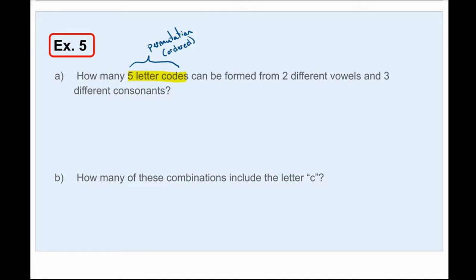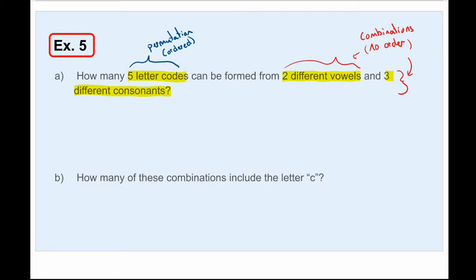Two different vowels and 3 different consonants, these are both no order. So it's combinations, because there's no order to which vowels I choose. Same with the 3 different consonants. So this is 2 parts, one with permutations, one with combinations.